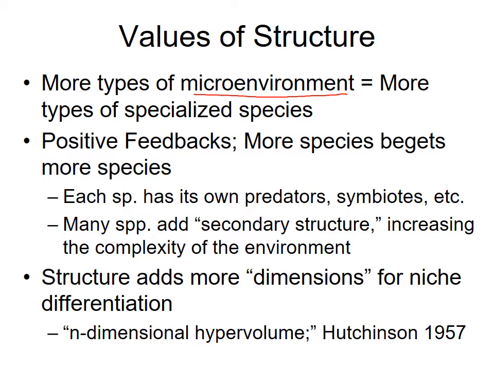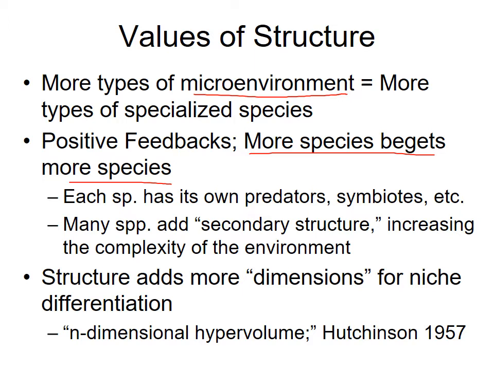When you add more species, there's a positive feedback where more species begets more species. We saw that in that first image of the mangrove roots providing a habitat for the corals and sponges, which in turn might provide a habitat for other organisms. So as you add structure and add diversity, it compounds on itself.